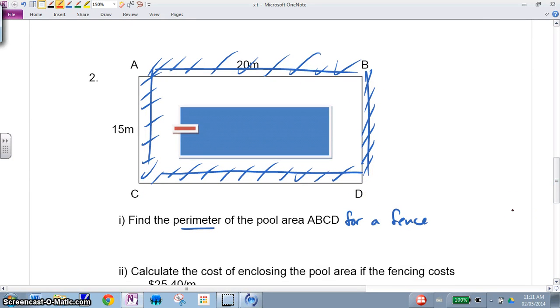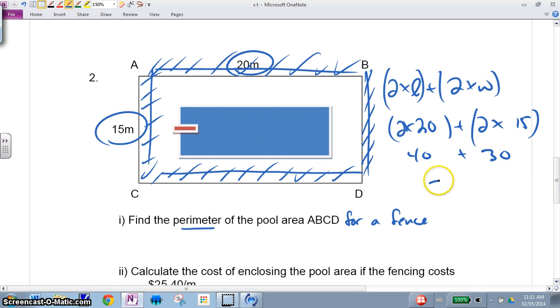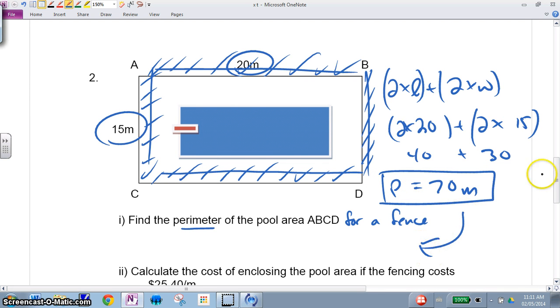Here's our fencing example. Here's our pool. We had 20 meters along the top, the length. We had 15 meters along the side, the width. So remember our rectangles, we can just do 2 times L plus 2 times W. We've got 2 lengths and 2 widths. So 2 times the 20 plus 2 times the 15. So we've got 40 plus 30 equals 70 meters. So we'd have 70 meters of fencing around our pool.